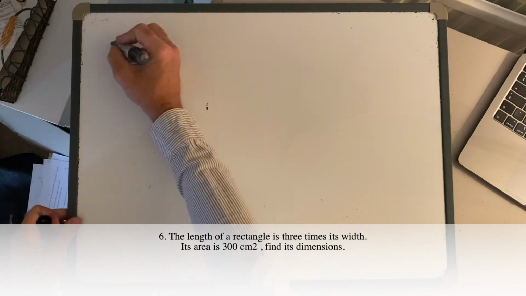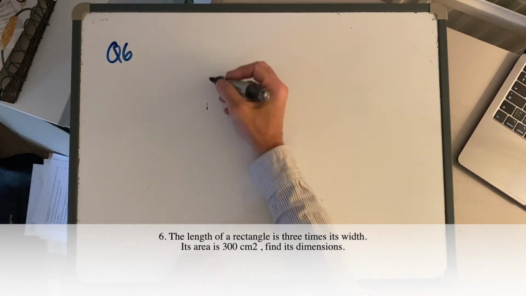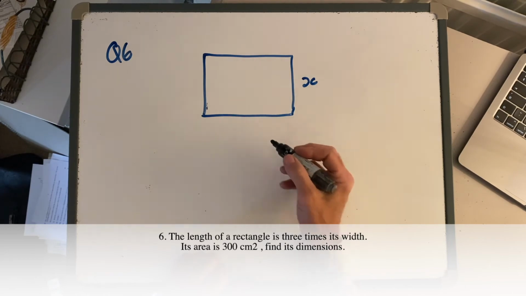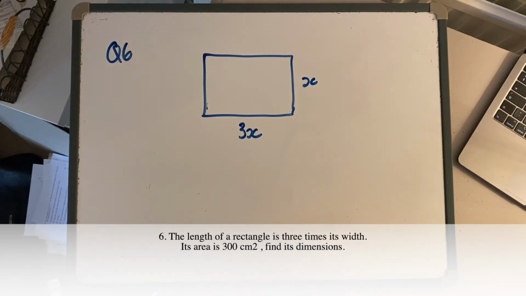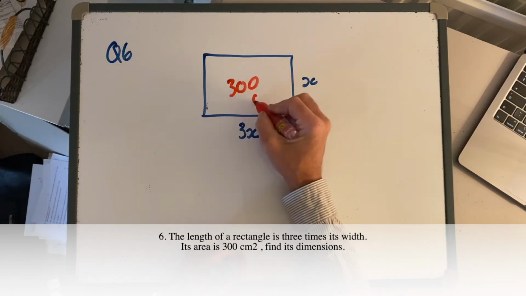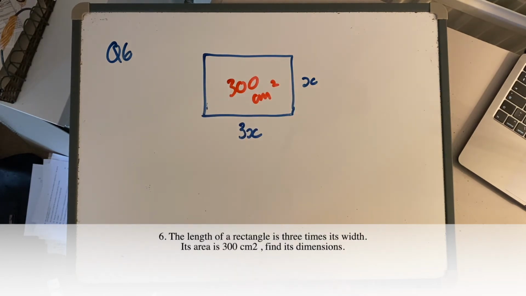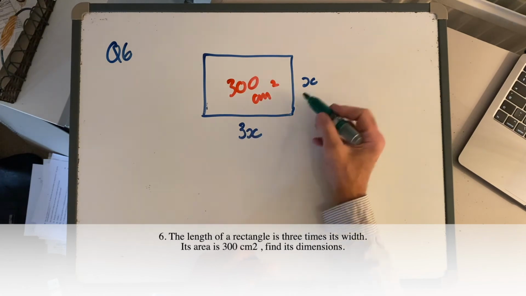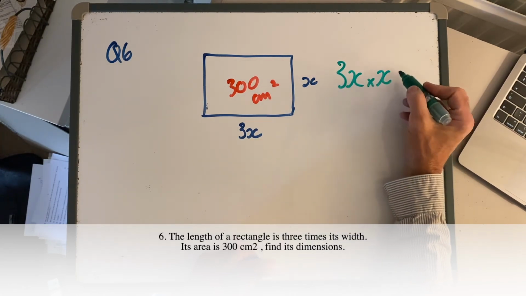Question 6 says the length of the rectangle is 3 times its width. So here, again, let's call the width x, so the length will be 3x, and it says here the area is 300 centimetres squared. That square tells you its area, and it wants the dimensions. The area of a rectangle is base times height, length times width, so 3x times x, and that equals 300.